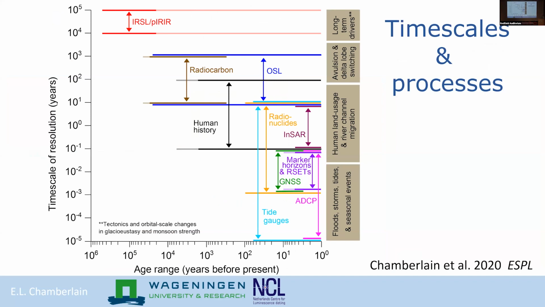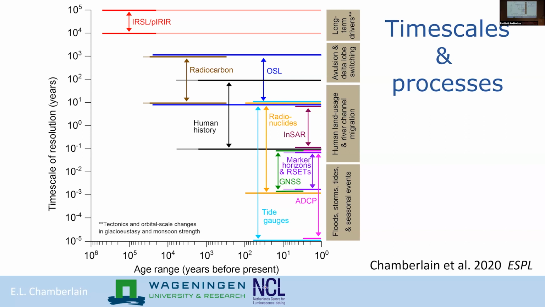So there are different timescales of processes in the delta, and there are also different timescales that are captured by the different methods. So in this figure, we have the age range, how far back the different methods go, on the x-axis. And we have the time of resolution, whether they're capturing processes like tidal dynamics that act over a few hours, or whether they're capturing longer processes like human land usage and river channel migration, or avulsion, like Brandy mentioned, that are acting over maybe hundreds to thousands of years in different places.